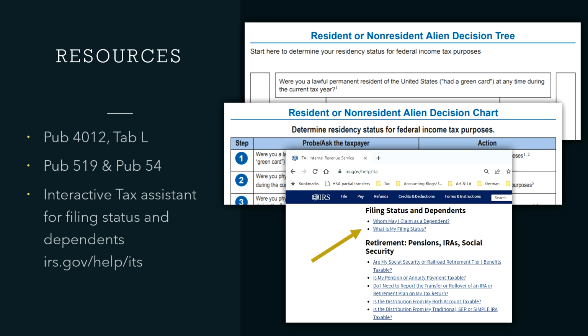If you look at those, you'll get a lot of great information, but remember, we do have scope, and they will tell you how to do things that are out of our scope. So just make sure that when you are performing services, that you are only doing things that are within our scope. And then there's the Interactive Tax Assistant, which can help with the filing status decisions and the dependent decisions, and that's at irs.gov.